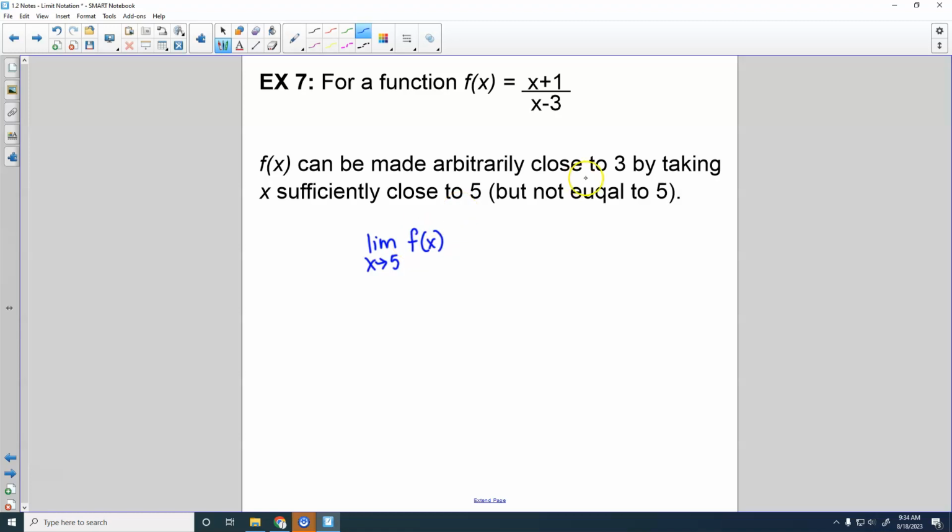Now this one, I have not done anything with that 3 right there. F of x is made arbitrarily close to 3. F of x is on your y-axis, right? The y-axis is where your answers come from. So for this one, you would put equals 3. Because of the wording, sometimes it's a little hard. I just always stick with the x first, and then that other number is probably going to be your answer. So the ones we've done before didn't really have answers to them. We didn't have equals anything, but this one we do.